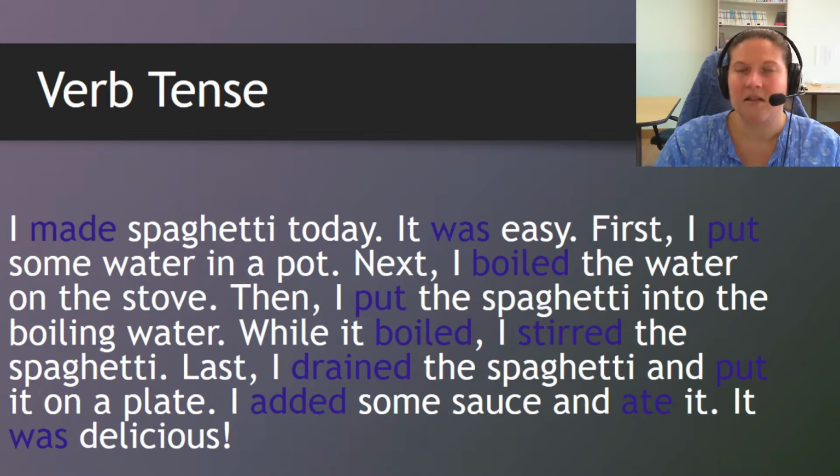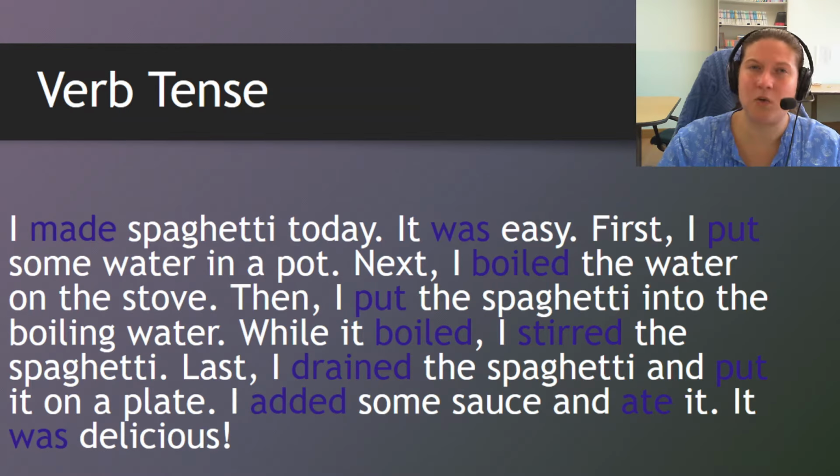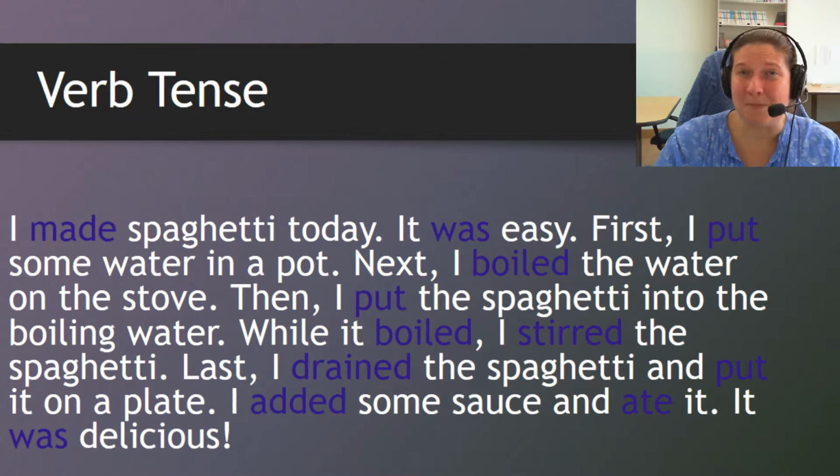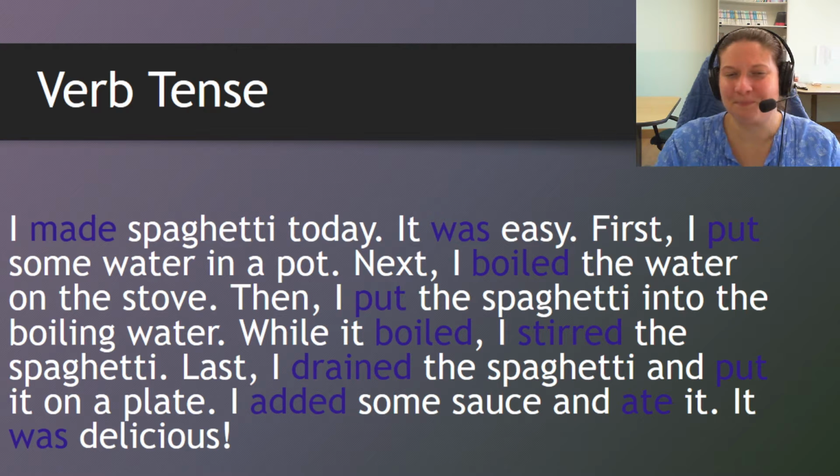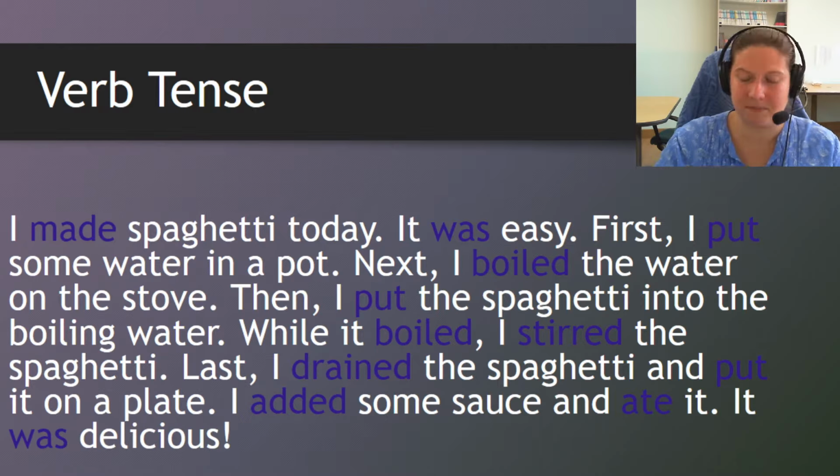And next, let's look at the verb tense. So all of them, I turned blue. And you can see that these are all past tense verbs because I'm telling a story. It's not just a recipe. I'm telling the story of my spaghetti making adventure. So it happened in the past, so I'm talking about it using past tense verbs. So this is more of a story format.